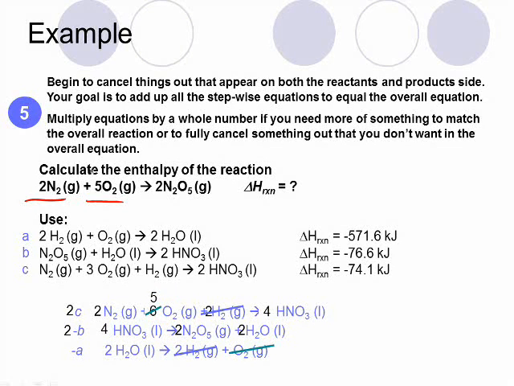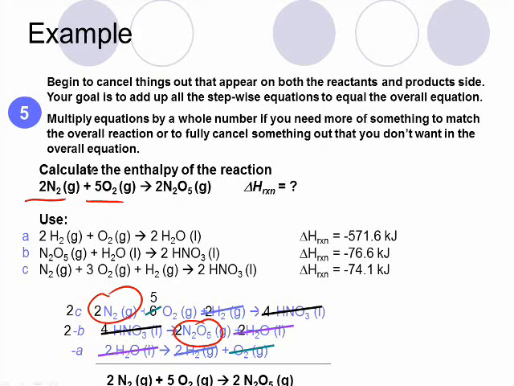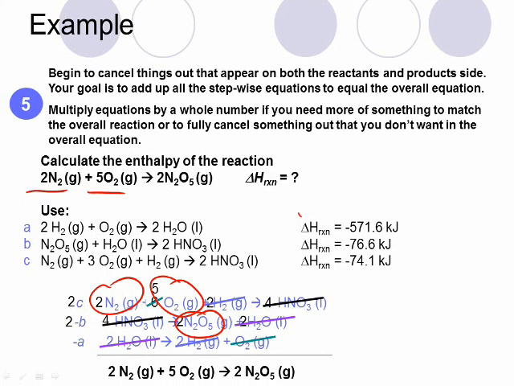Cancel the H2 since they're on opposite sides of the equation. So we get rid of the H2 and we get rid of the HNO3. We also get rid of the water. Now what do we have left? N2, N2O5, and 5O2. So we have our final equation.